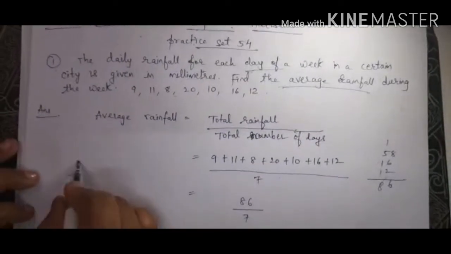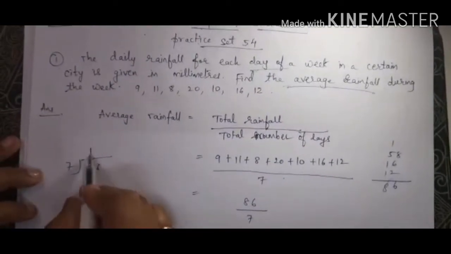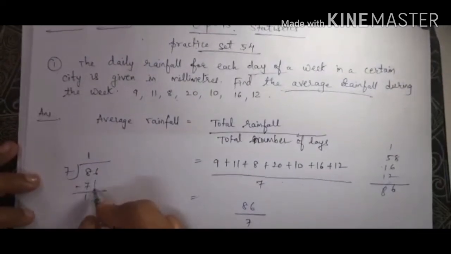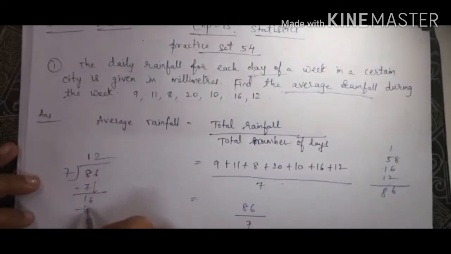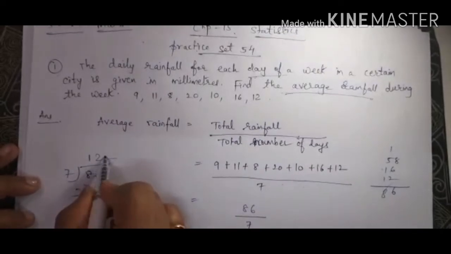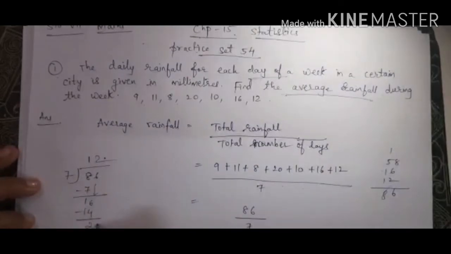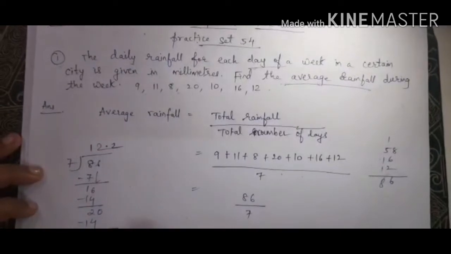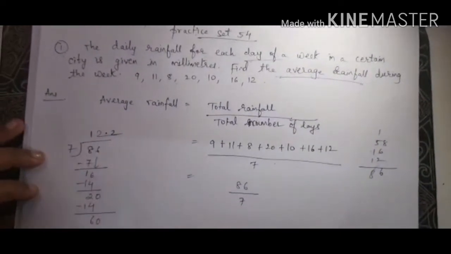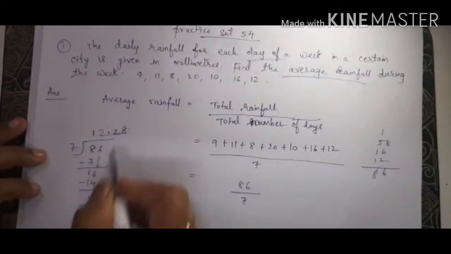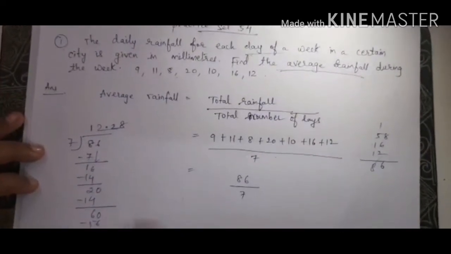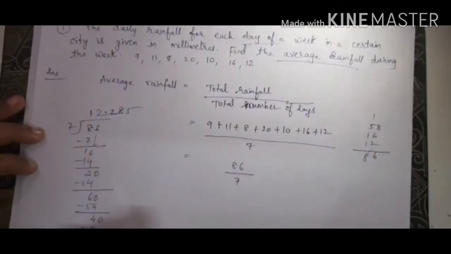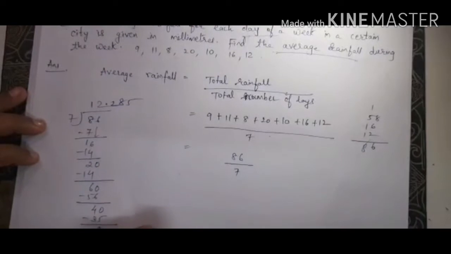So if we divide 86 by 7, what will we get? 7 ones are 7. 8 minus 7 is 1. Take this 6 down. 7 twos are 14. 2 remaining. You have to put the point because the number is finished. So 20. 7 twos are 14. 20 minus 14 will give you 6. Point is already taken. Borrow one more 0. So 7 8s are 56. 60 minus 56 will give you 4. Borrow one more 0. 7 5s are 35. 40 minus 35 will give you 5.